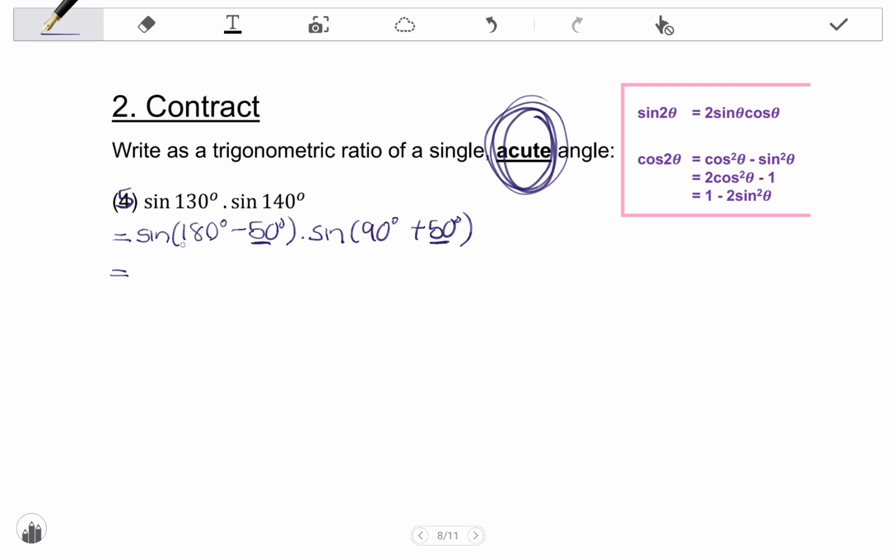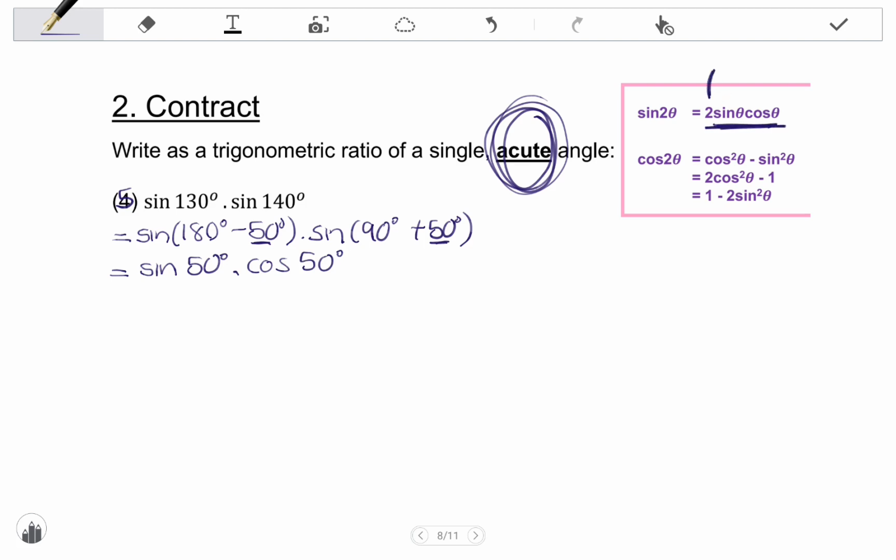Okay, so reducing this, sine in the second quadrant is positive, so this reduces to positive sine 50 degrees times cosine. Cosine in the second quadrant is positive again, but this reduces to the co-function cos 50. Okay, so now I have sine times a cos of an angle.